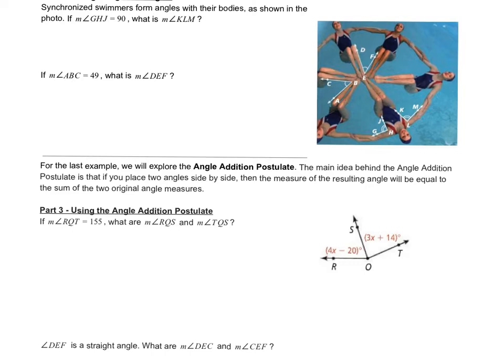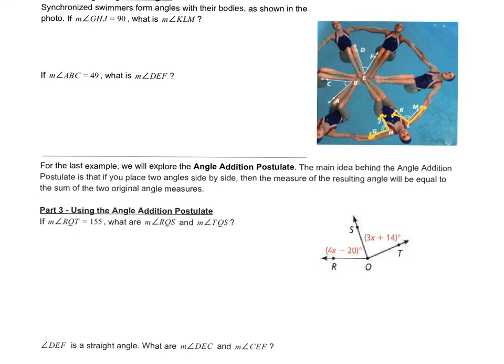So part 2, we're going to start talking about using congruent angles, all right? It says synchronized swimmers form angles with their bodies as shown in the photo. If the measure of angle GHJ is 90 degrees, what is the measure of KLM? All right, so what I'm going to do first is identify the two angles. So we have GHJ, and then KLM. These are the two angles that we are looking for.